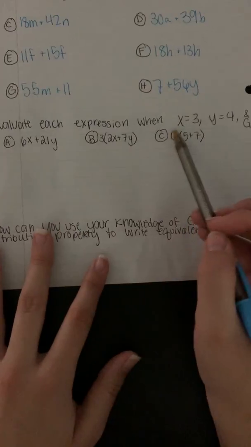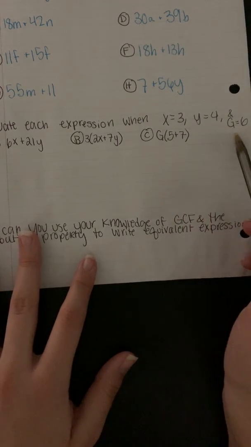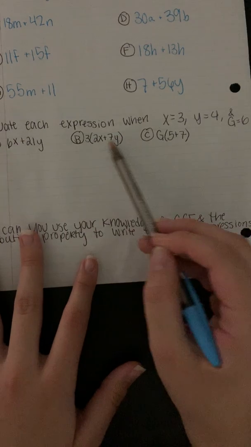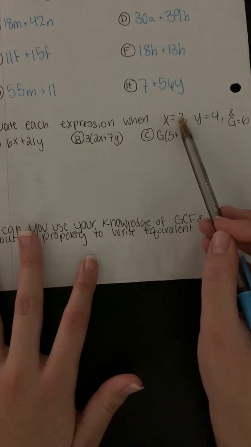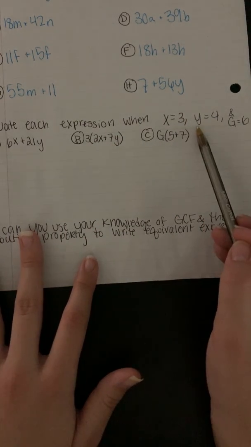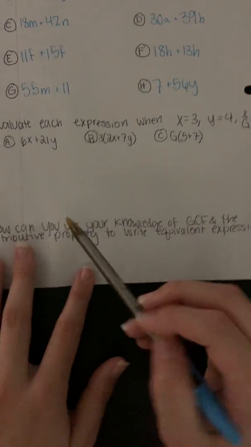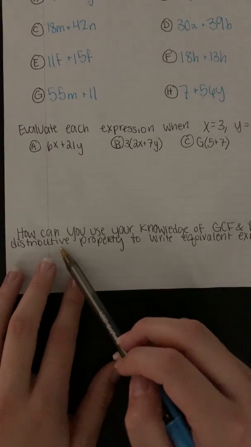On these problems here, you need to substitute in what I give you for each letter. So here, every time you see an X in one of these problems, you need to plug in 3 or substitute 3. Every time you see a Y, plug in 4, and every time you see a G, plug in 6. Don't forget to answer this question at the end.